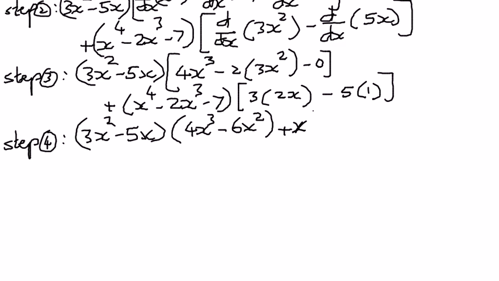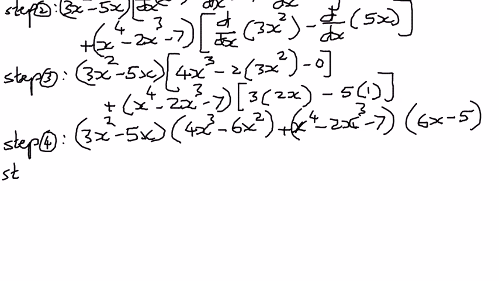x to the power of 4 minus 2x cubed minus 7 times 3 times 2x is 6x, and then 5 times 1 is 5. So we have all the terms. It is just a matter of using the distribution process to be able to simplify it further.